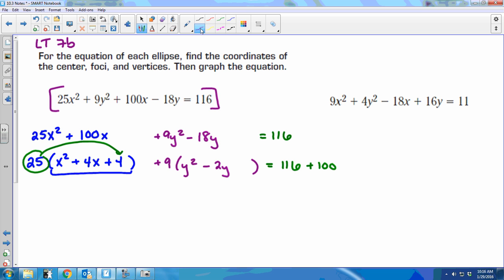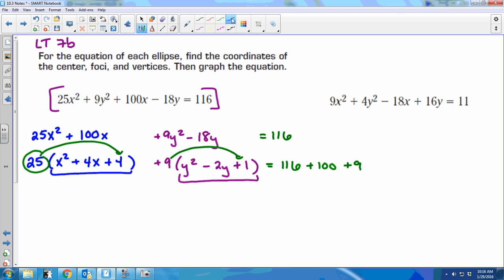So then when I complete the square for y squared minus 2y, b divided by 2, squared. So negative 2 divided by 2 is negative 1. Negative 1 squared is 1. So I add 1 here in the parentheses, but I'm not adding 1 to the other side. I'm adding 9, because 9 times 1 is 9. Does that make sense?